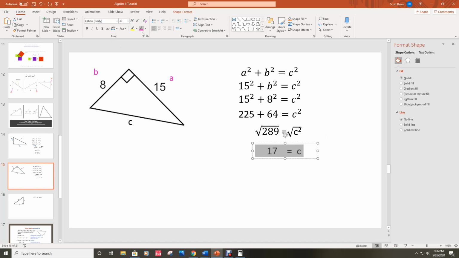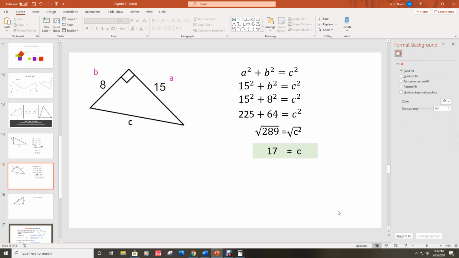Make that nice and big. And let's go ahead and fill this up with something pretty so we know it's our answer. Here we go. Side C equals 17. All right.